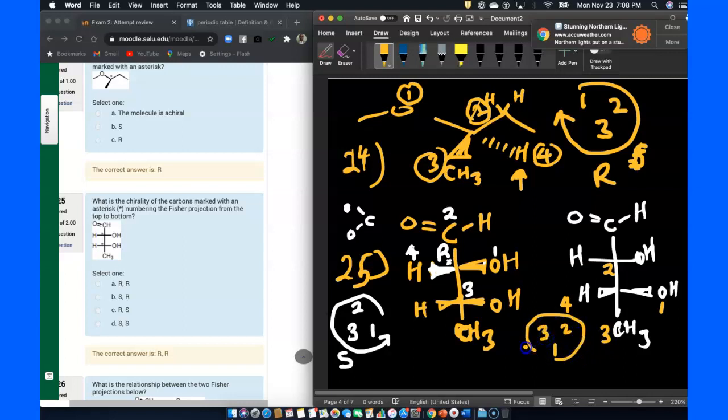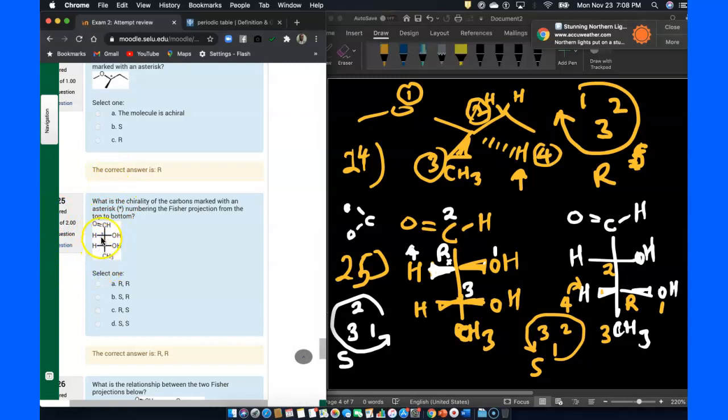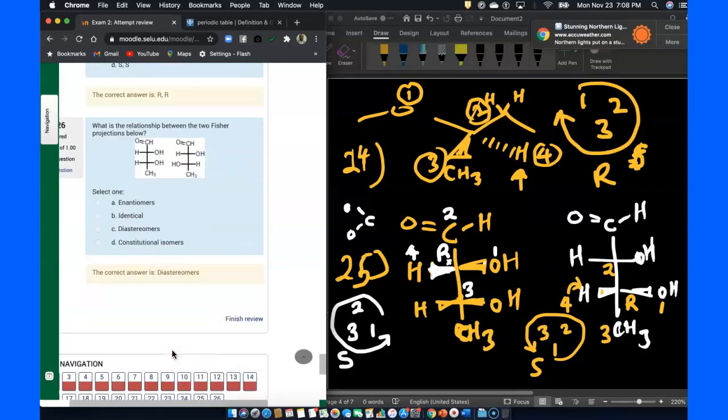That's going S, but again the smallest group is towards us because it's on the horizontal line which is towards us. So the true assignment here, instead of S, is going to be called R. So these two asterisks turn out to be RR. Okay, that's R, this is R. So the correct answer is RR.